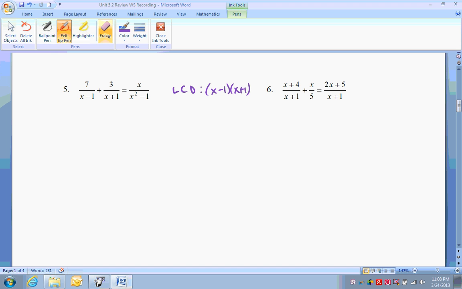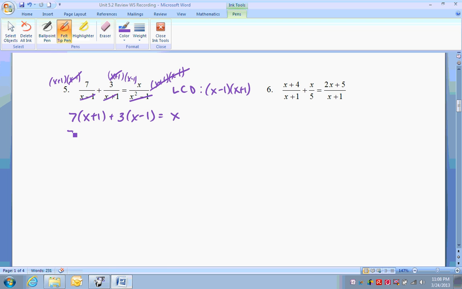Now I'm going to go ahead and multiply every term by x plus 1 times x minus 1. And when I do that, I'm going to cross out what cancels. So the x minus 1's cancel in that first term, the x plus 1's cancel on that. And remember, x squared minus 1 is equivalent to x plus 1 times x minus 1, so those all cancel. So my first term, I'm left with 7 times x plus 1. The second term, I have 3 times x minus 1 equals x.